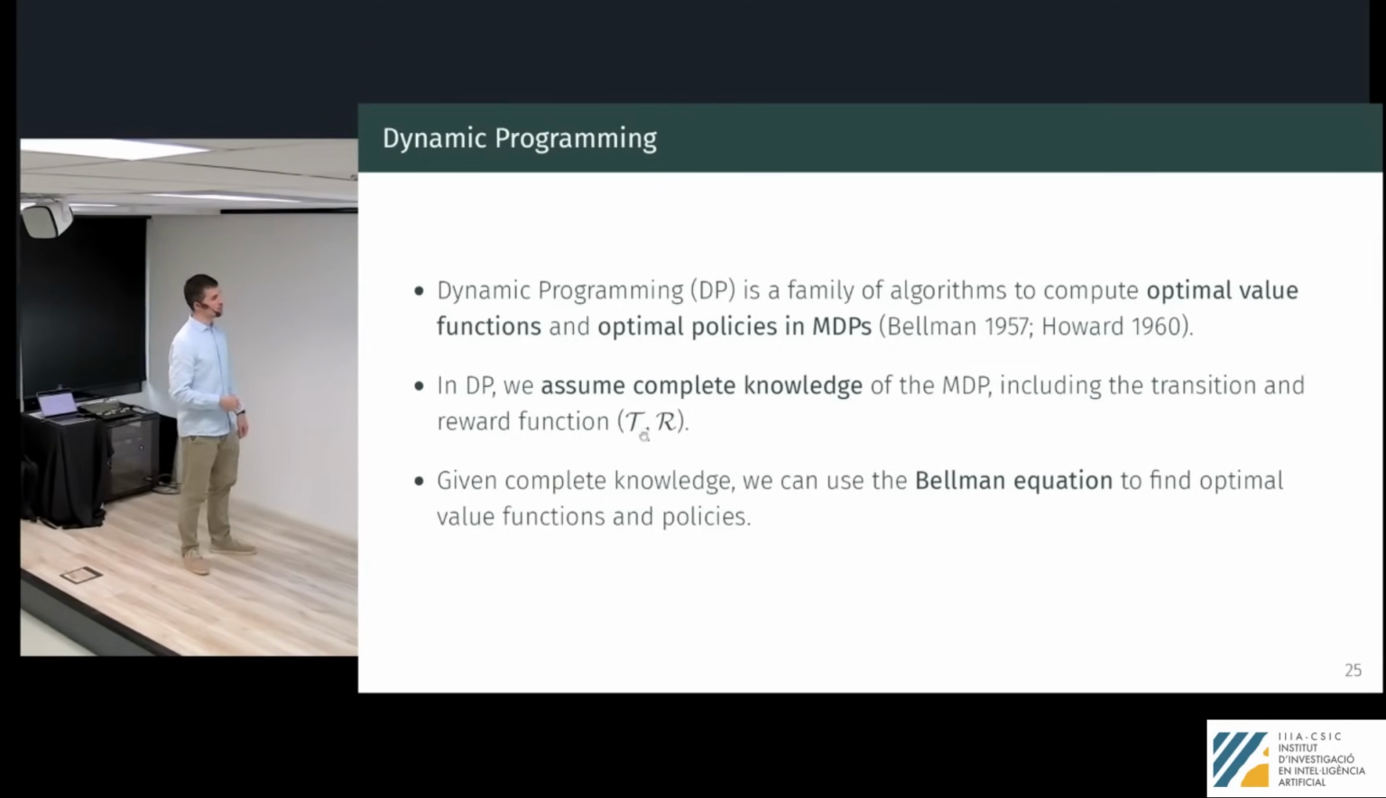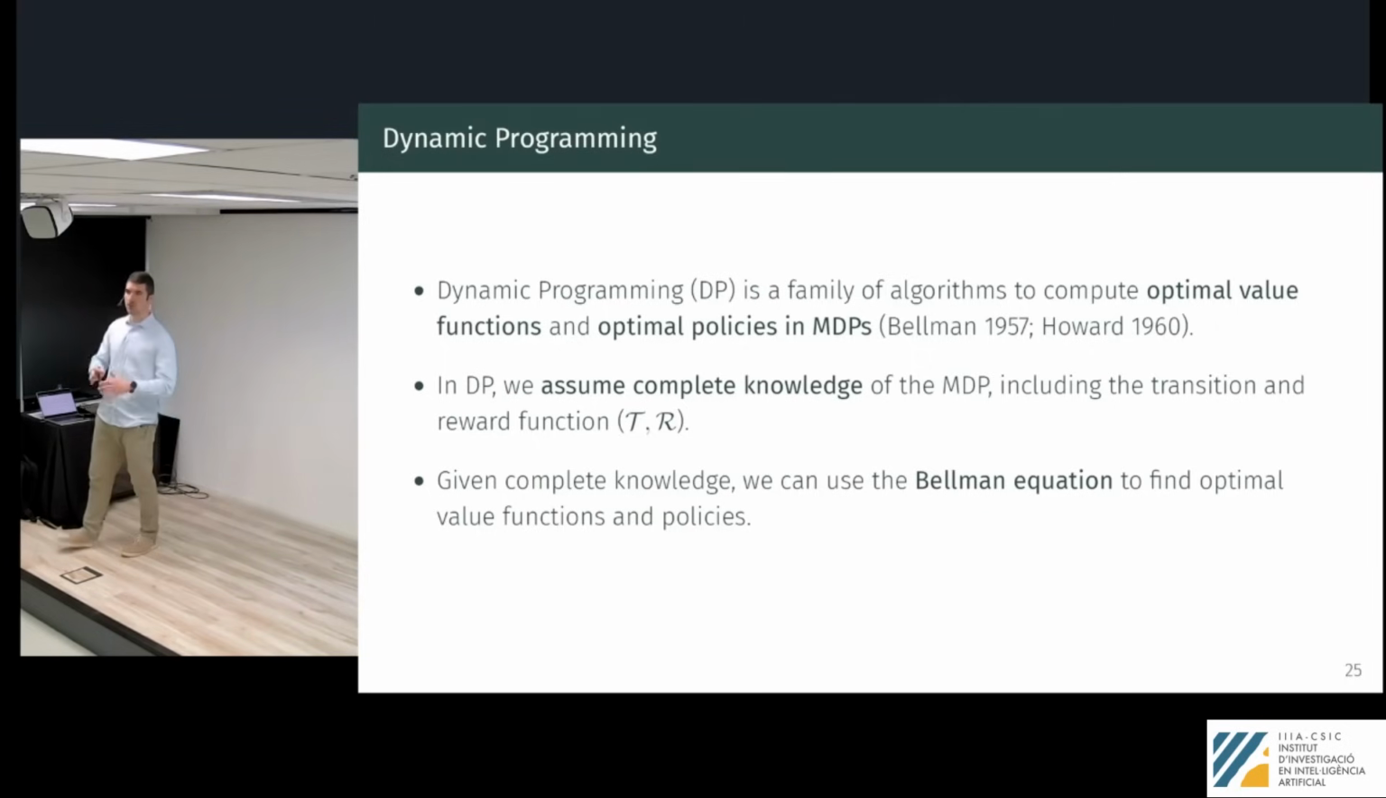In dynamic programming, we assume that we have complete knowledge of the MDP. If you remember how an MDP is defined, we have our state space, our action space, our state transition probabilities, reward function, and so on. Everything there is to know about the MDP, we know. That's the assumption in dynamic programming.